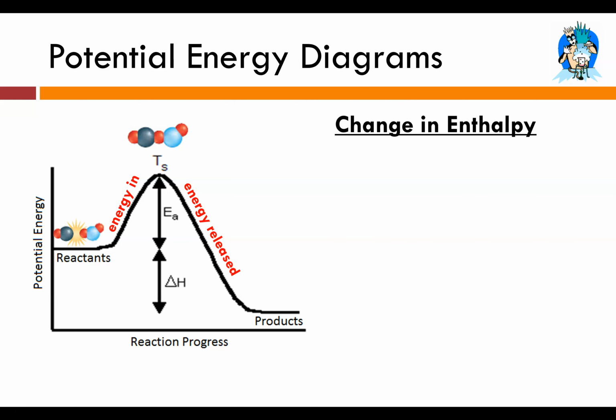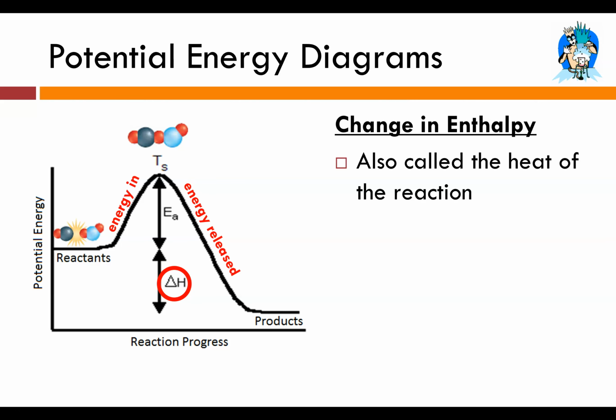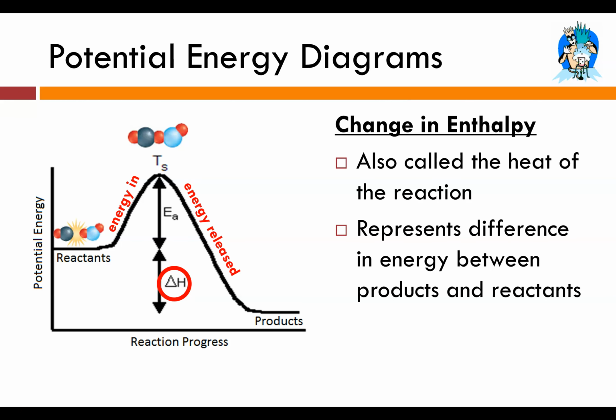And finally, we have change in enthalpy, or this delta H term. Delta H, or the enthalpy change, is also called the heat of reaction. So just another couple of terms to familiarize yourself with. The delta H really just represents the difference in energy between the products and reactants.